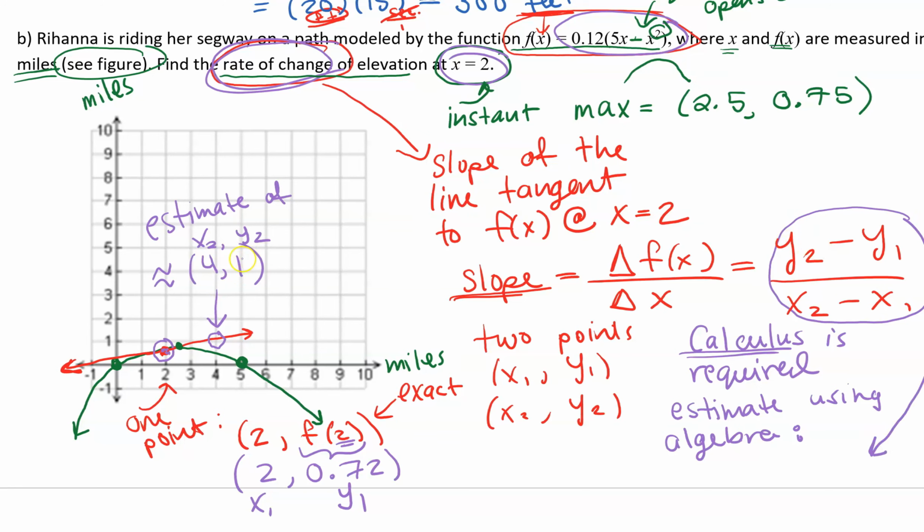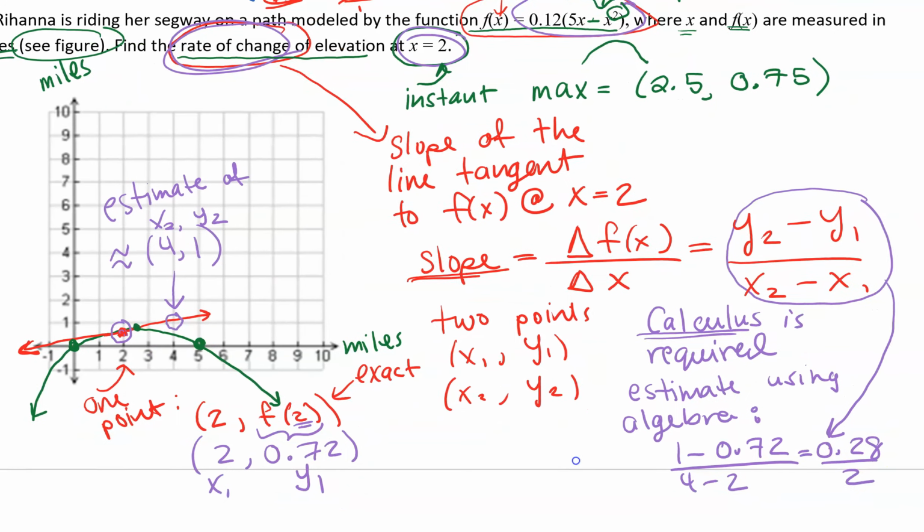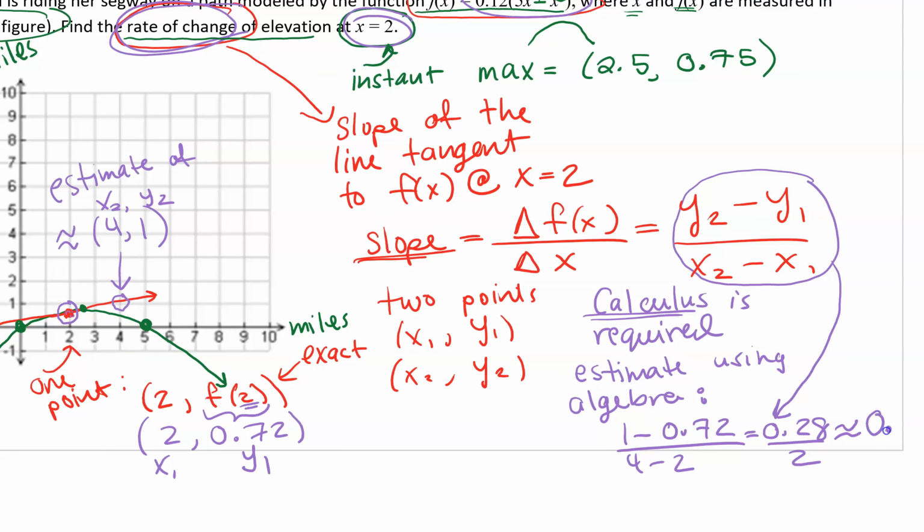And then I can use this slope formula here. So I'm going to do the second y minus the first y, so 1 minus 0.72 over 4 minus 2. And I get 0.28 over 2, and that simplifies down to 0.14. So I could say that the rate of change of elevation is roughly 0.14, or 14 vertical miles for every 100 horizontal miles, or 1.4 vertical miles for every 10 horizontal miles, however you want to think about this decimal. But that would be an estimate for my rate of change of elevation.